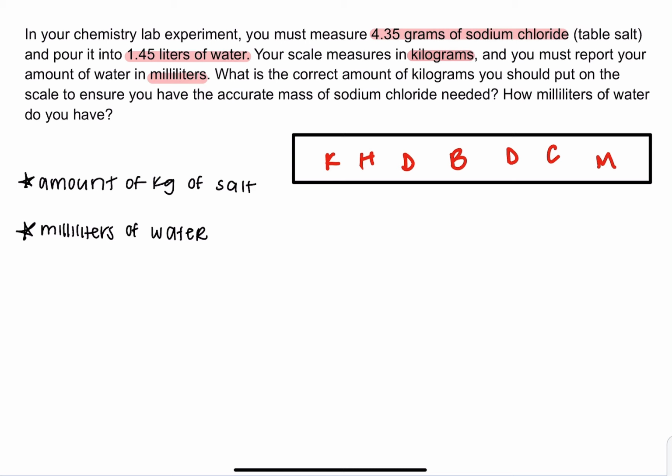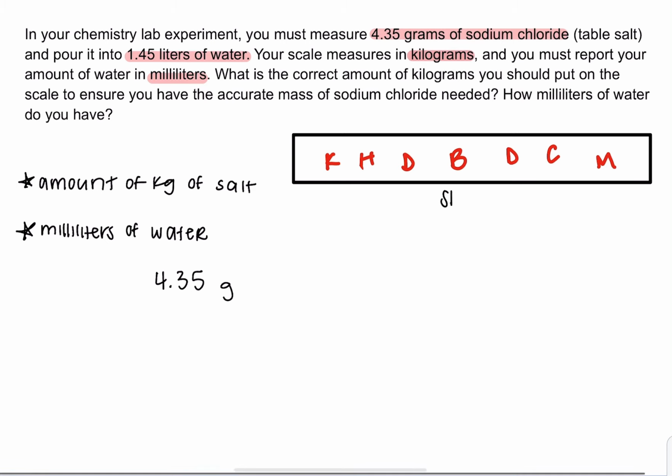Let's first start with the 4.35 grams of sodium chloride. We know that we start in grams. So I'm going to write start on my little key here. And there's no G, so that means that we have to start at the B, which means base. So that's our start, because grams is a base unit. Now, where do we want to end? It's asking us to convert to kilograms, because if the scale measures in kilograms, that's what you're going to want your unit to be in. So we know that our end is going to be kilograms. And if we look for kilo on our key, we can see that it's right here at this K. So that's going to be our end.